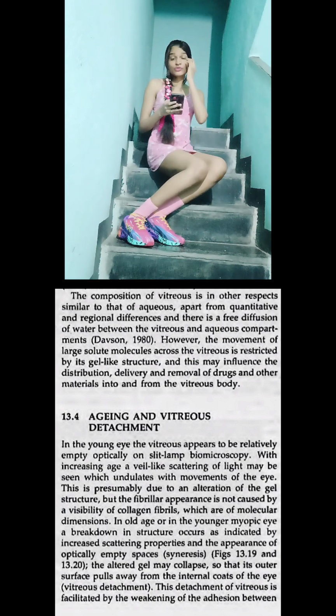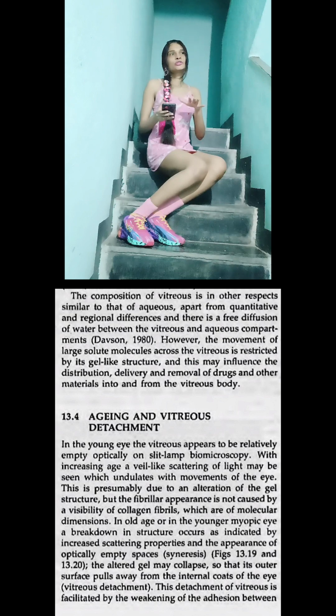And composition of the vitreous in other respects is similar to that of aqueous apart from the quantitative and regional differences, and there is a free diffusion of water between the vitreous and aqueous compartments. However, the movement of the large solid molecules across the vitreous is restricted by its gel-like structure, and this may influence the distribution, delivery and removal of drugs and other materials into and from the vitreous body. Obviously, because we don't want proteins and lots of cells in the vitreous, because then it will interfere with its optical transparency, so we don't want these molecules.